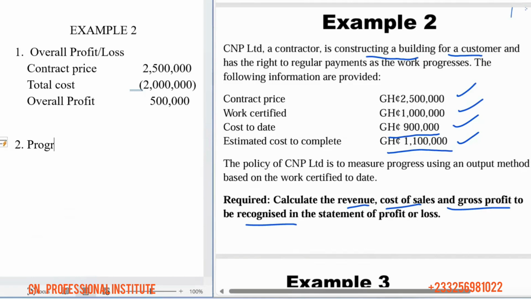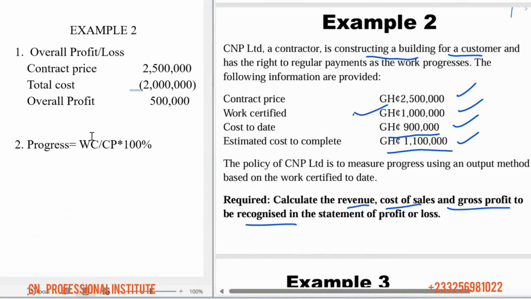Okay. And then how do we get our progress? So you write it down. We said our progress here, if you're using the output method, and the question says we should use output, it is work certified divided by the contract price. So work certified over the contract price by 100. Are you following? Okay. So if you come here, what is the work certified? This is the question.